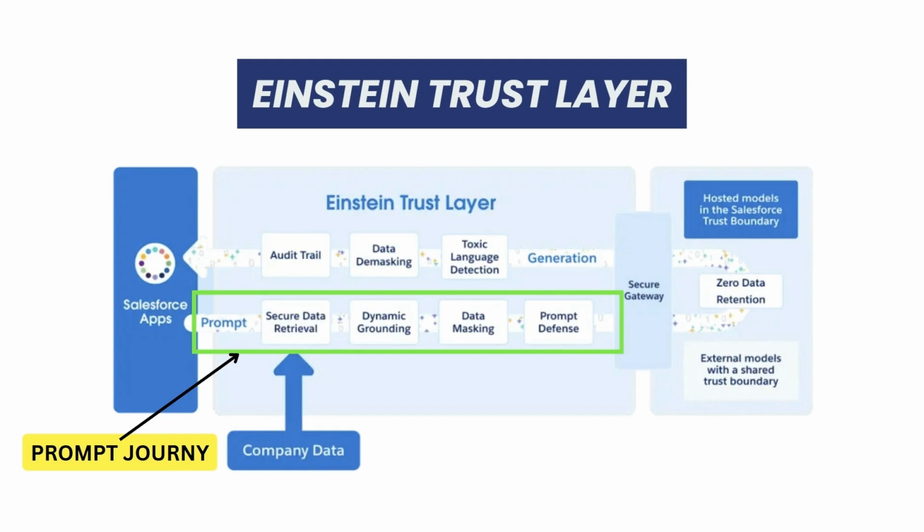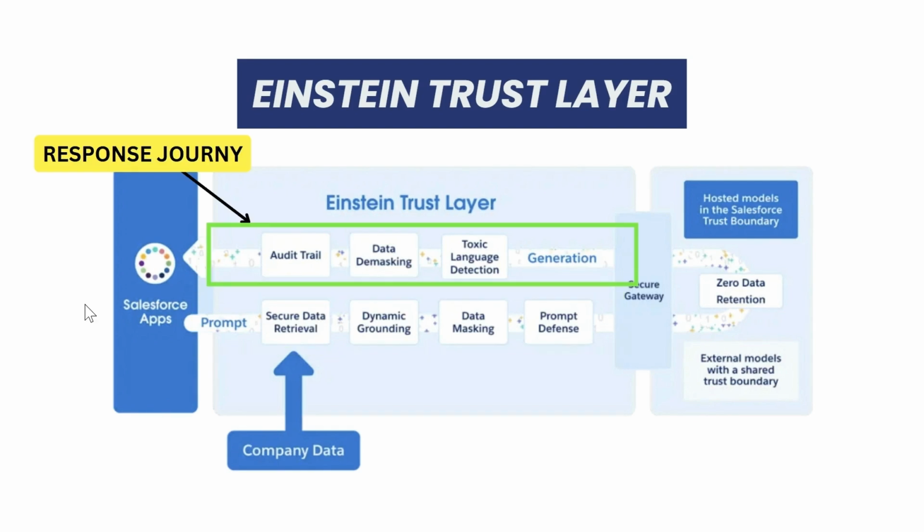We then have zero data retention. So this is probably the most important part of the Einstein Trust Layer. What zero data retention is, Salesforce enforces that any external AI partner, like OpenAI, must delete prompts and responses after processing. This ensures that your company's data isn't stored or reused outside of Salesforce. This is extremely important, especially when you're dealing with sensitive customer data.